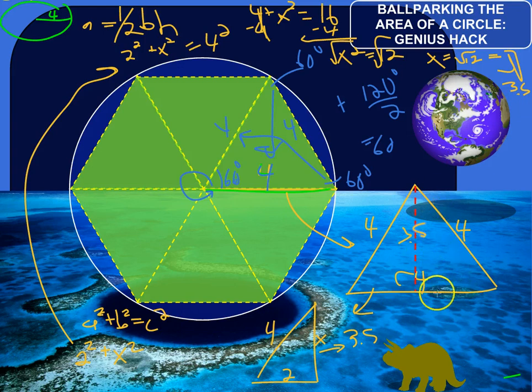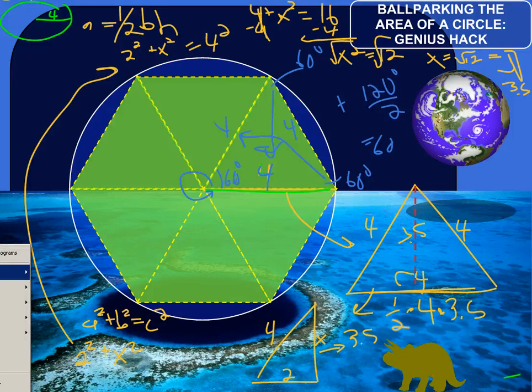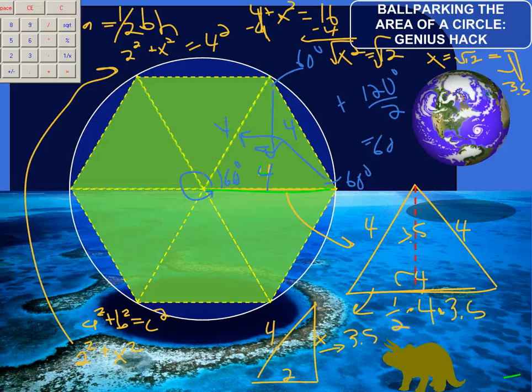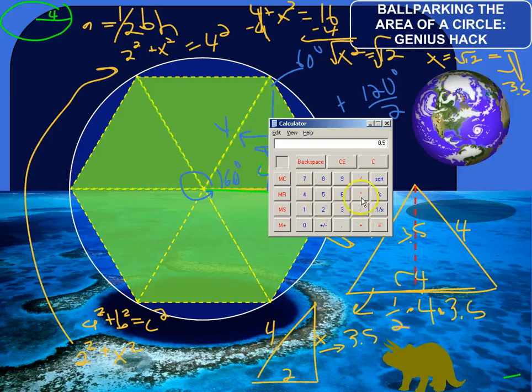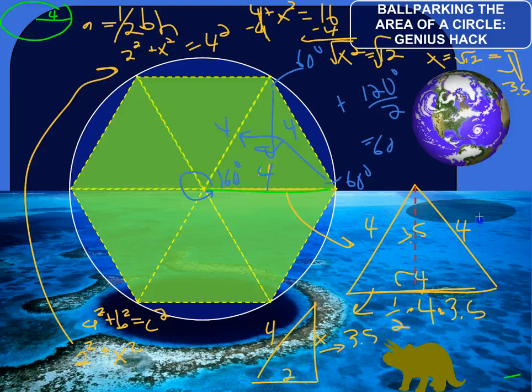So the area of this triangle is the base, which is 4, times the height, 3.5, times 1/2, 1/2 base times height. So, my calculator, where's my calculator? Okay, so 1/2 is 0.5, times 4, times 3.5 is equal to roughly 7. That was nice. So the area of this triangle is, say, roughly 7.